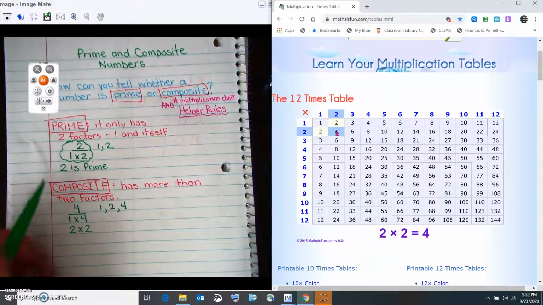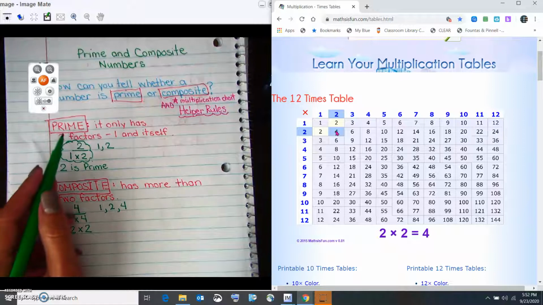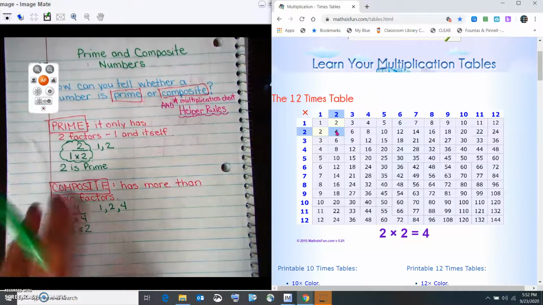So the trick is, the little numbers we can figure out, but we want to be able to do that with any number that we're given. We want to be able to find out if it's prime or composite.